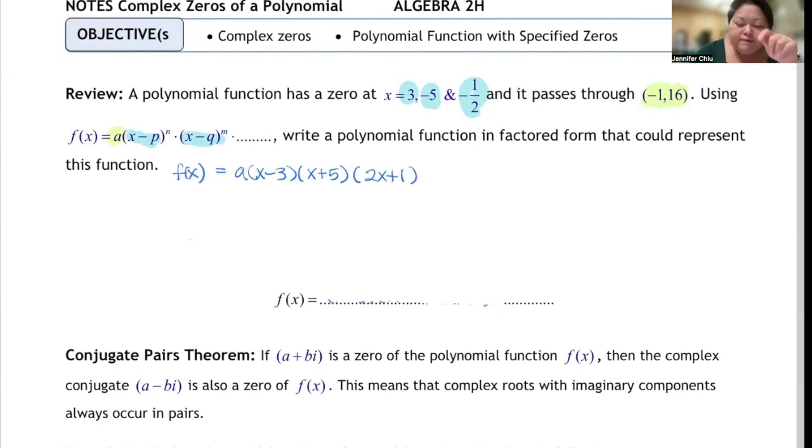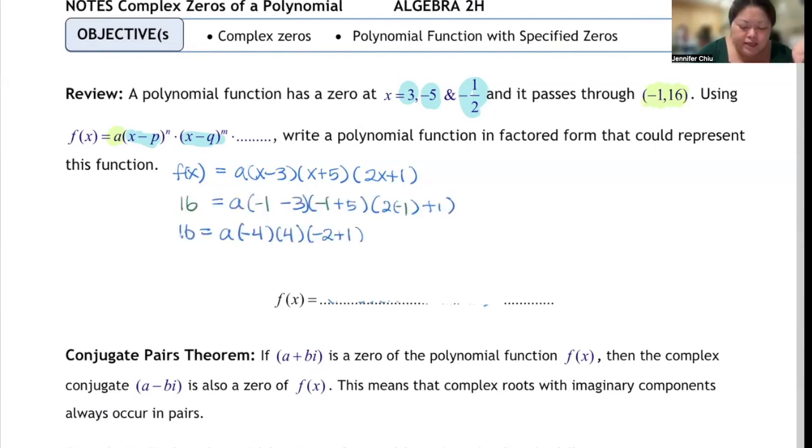Now, that 1/2, that negative 1/2, it may take a little bit of manipulation to see, but you need to rewrite it so that it looks like 2x plus 1. The best way to do this is to work backwards and see what you would get when you solve for 2x plus 1. All right. Now that you have these, you want to plug in your given value of negative 1, 16. So 16 is your y value, your x value is your negative 1. So we plug it in and then we clean up as much as we can to get our a.